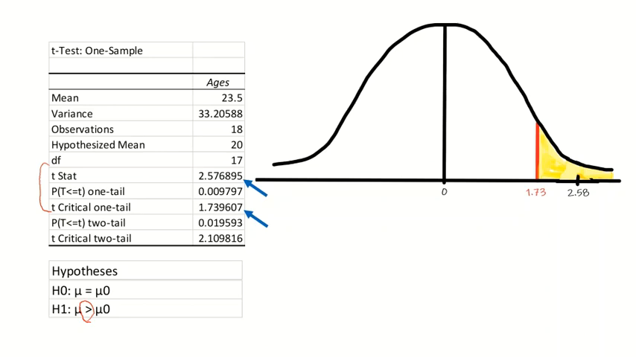Obviously, our t statistic is within the rejection region, which is highlighted in yellow. This white portion here is the acceptance region. So this highlighted portion is actually what alpha is, which is 5%.